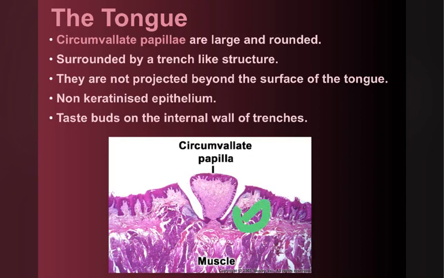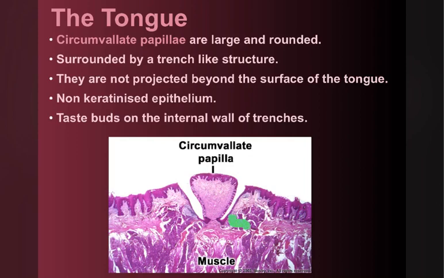Here they are associated with a special type of salivary gland. It's called von Ebner's gland, which is the only completely serous minor salivary gland. They make watery secretions. It's completely serous, so its secretions are watery.